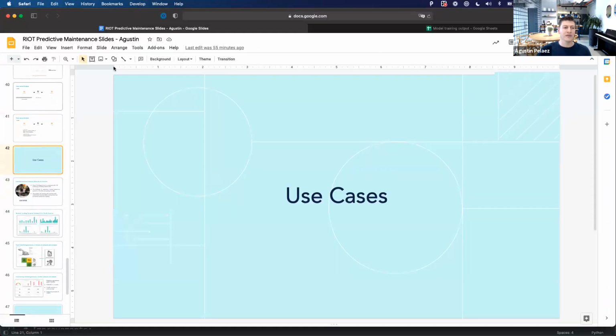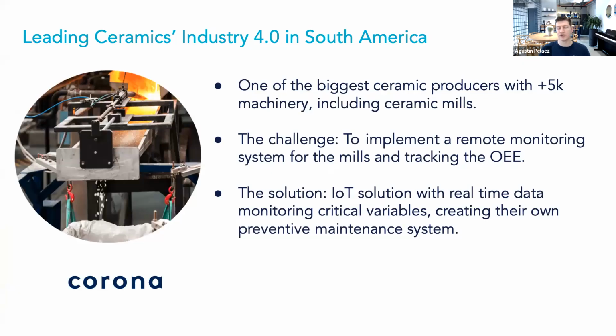So finally, to wrap up, a few of the use cases that we're observing using one or some of the tools and techniques we talked about today. Here's a leading ceramics manufacturer in South America. A lot of machines. They began approaching IoT from the OEE perspective, so they wanted to track productivity and downtime. When they realized they could include critical variables, it was the perfect mix: tracking the downtime and at the same time tracking the variables that affect the machine.